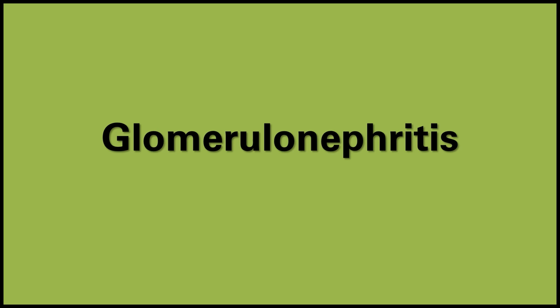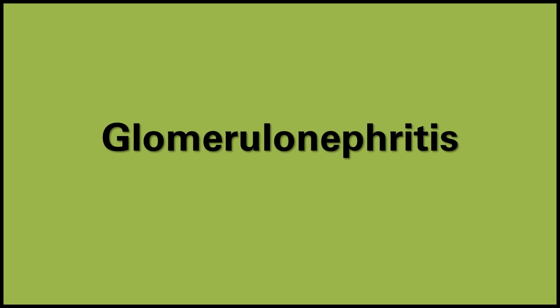There are 5 big etiologies of nephritic glomerulonephritis to know: IgA nephropathy, post-infectious, membranoproliferative, Goodpasture's disease, and vasculitis.